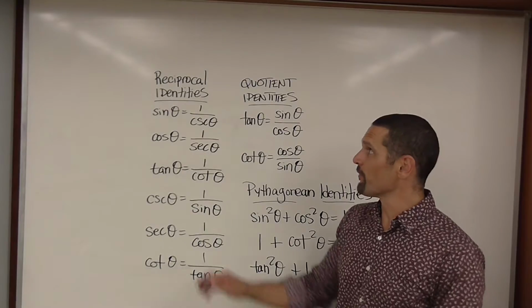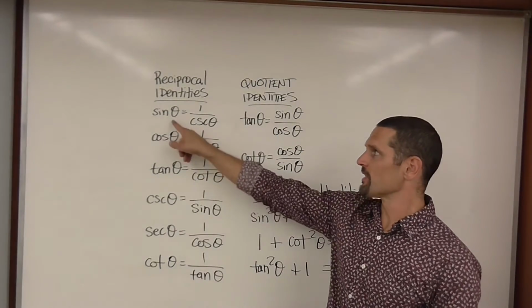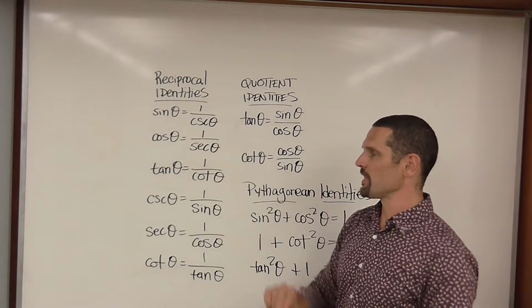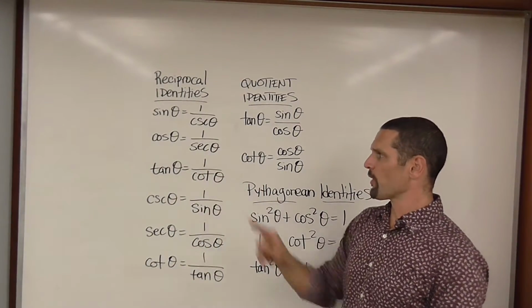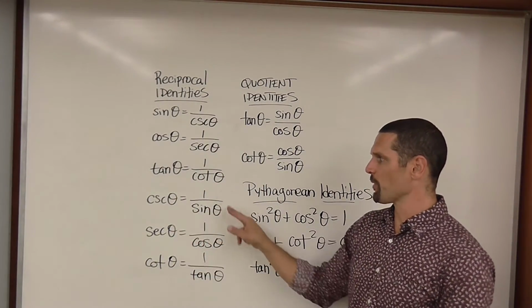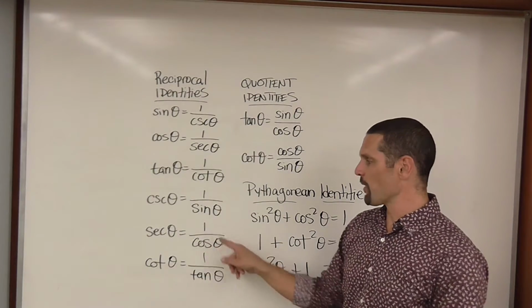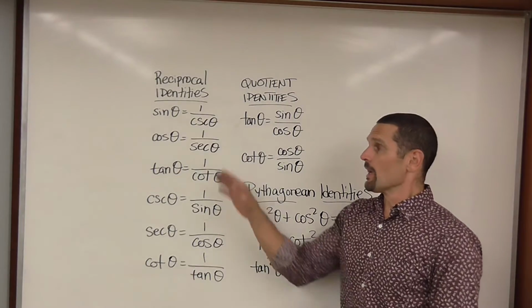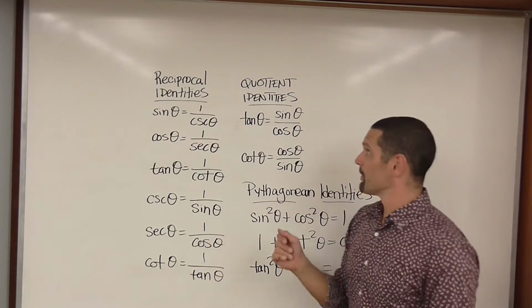Okay, this is what we have so far. Reciprocal identities. Sine theta is 1 over cosecant theta. Cosine theta is 1 over secant theta. Tangent theta is 1 over cotangent theta. Cosecant theta is 1 over sine theta. Secant theta is 1 over cosine theta. Cotangent theta is 1 over tangent theta. Get those down in your heads.